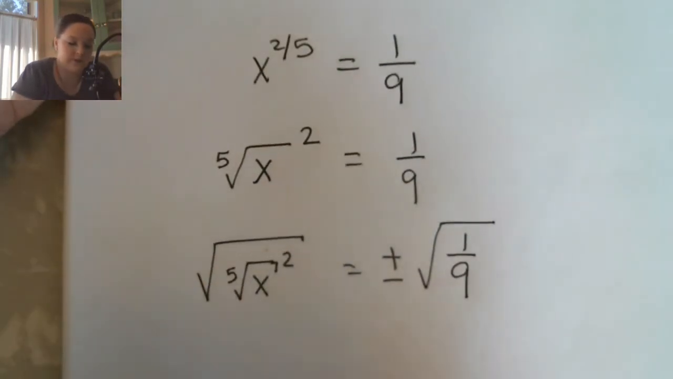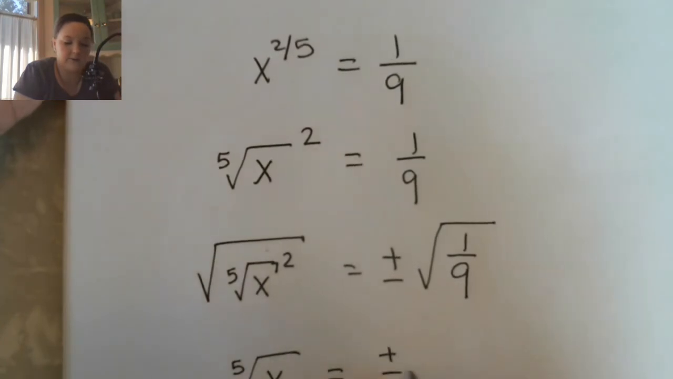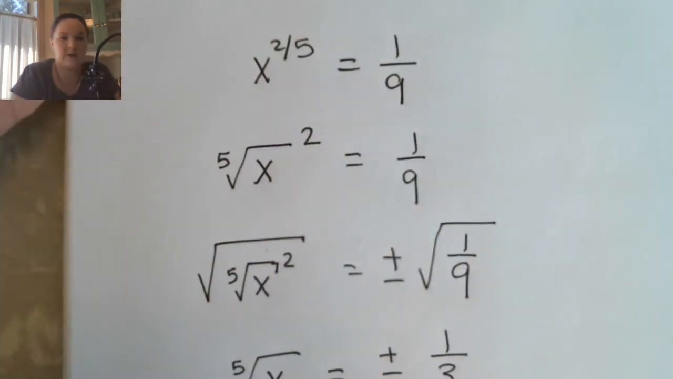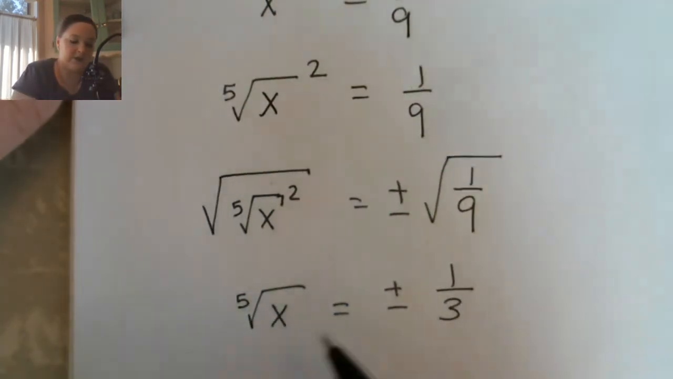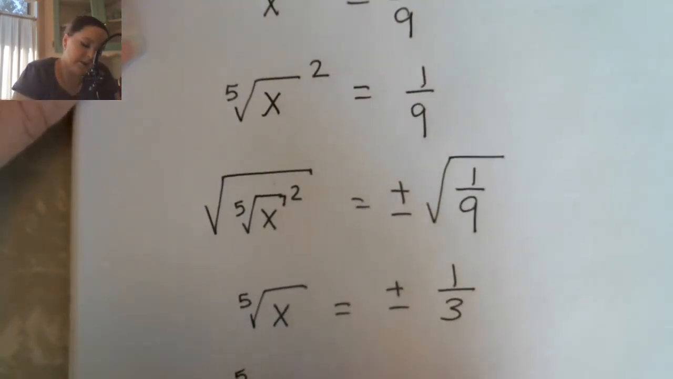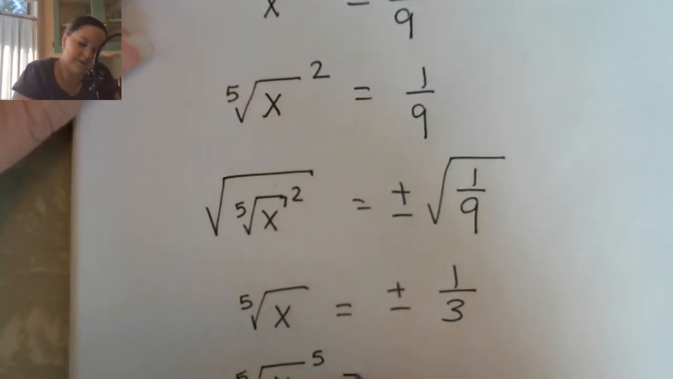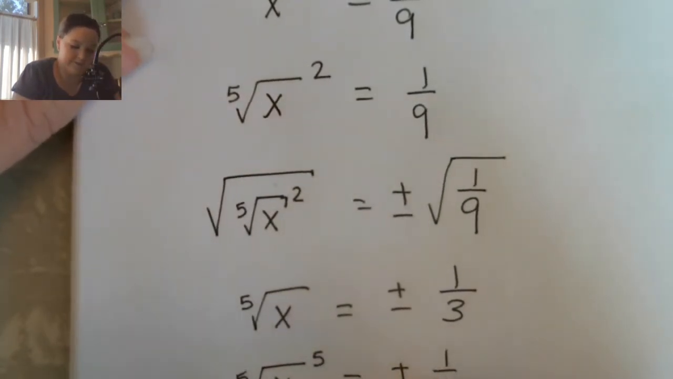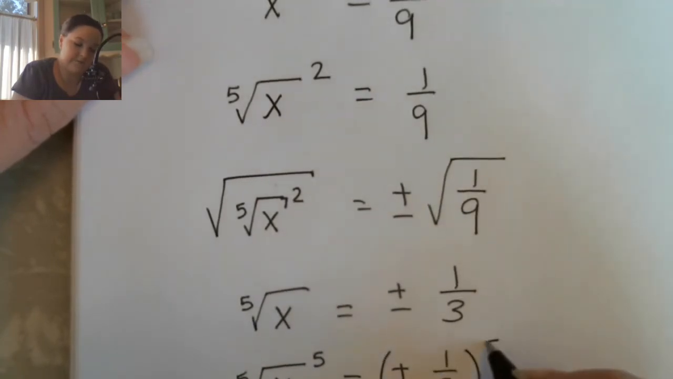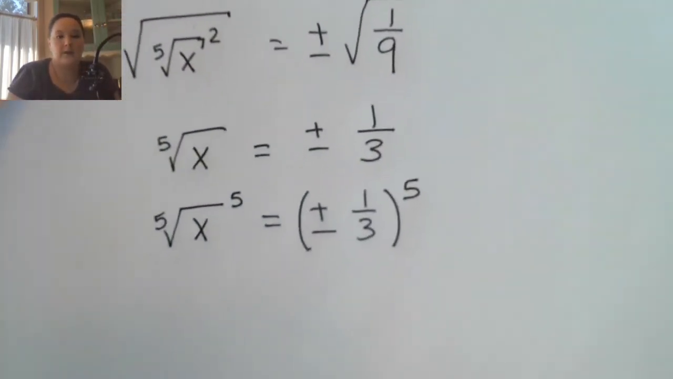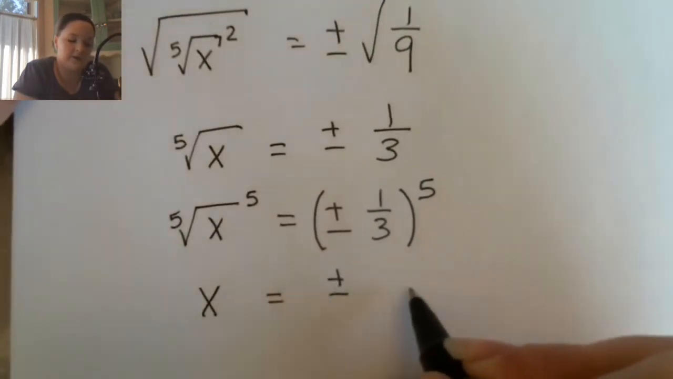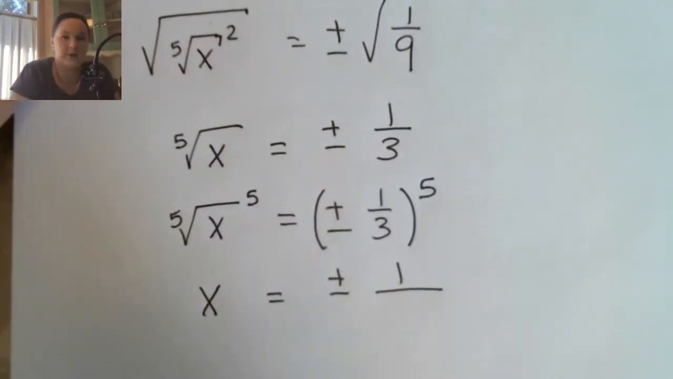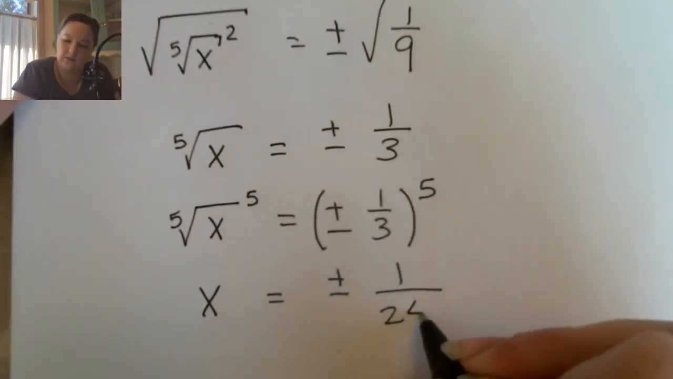Square root of a square, that cancels, and I get fifth root of x. And here I get plus or minus 1/3. The last thing I need to do is get rid of the fifth root by using the fifth power. Now fifth root and fifth power cancel, and here I'm going to get plus or minus 1 over 3 to the fifth, which is 243.